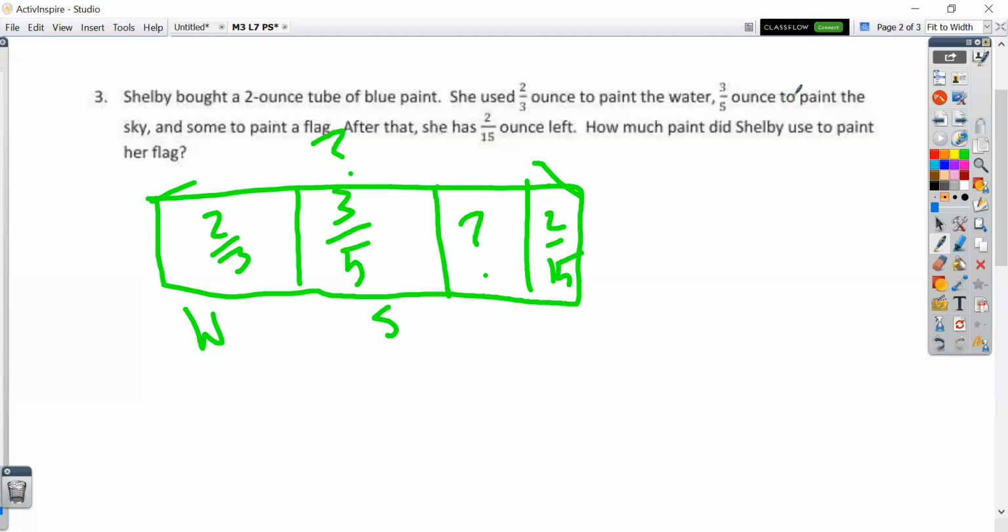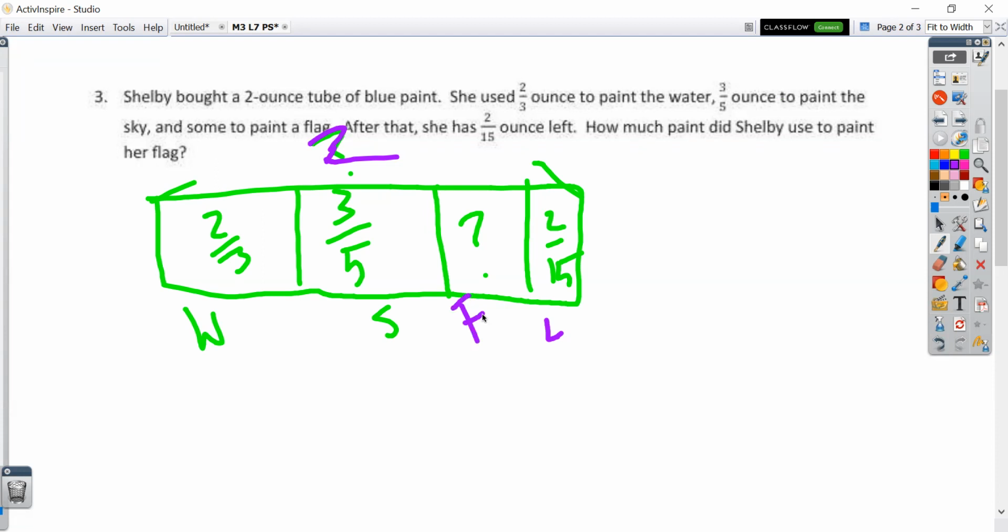I'm sorry, I completely forgot that first. I had to reread the sentence. But that first line, we're working out of a 2-ounce, so 2 wholes, tube of blue paint. So we're working from 2 wholes, and we have 2/3 of it being water, 3/5 for the sky, 2/15 for the leftover. And then we just don't know what for the flag.